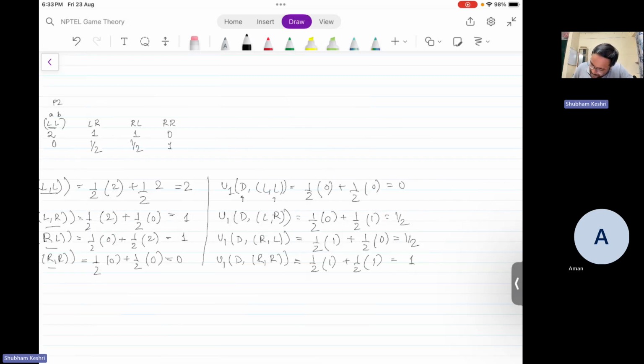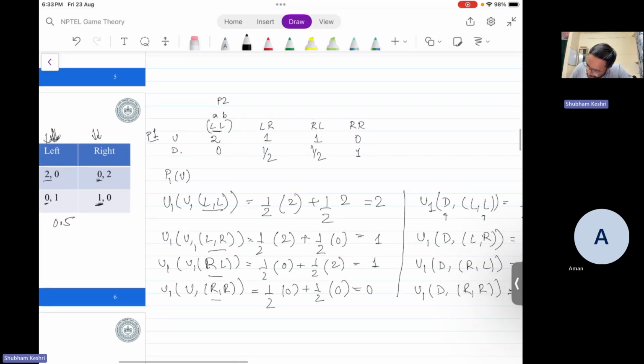Alright, so this is the matrix. I'll just zoom a little bit. So this is the matrix. Now what will we do? We'll find the best response of player 1. Alright, so this is for player 1's utility. What is the best response of player 1?